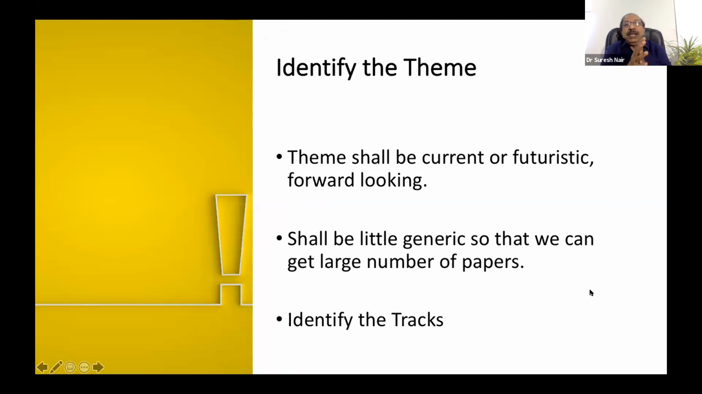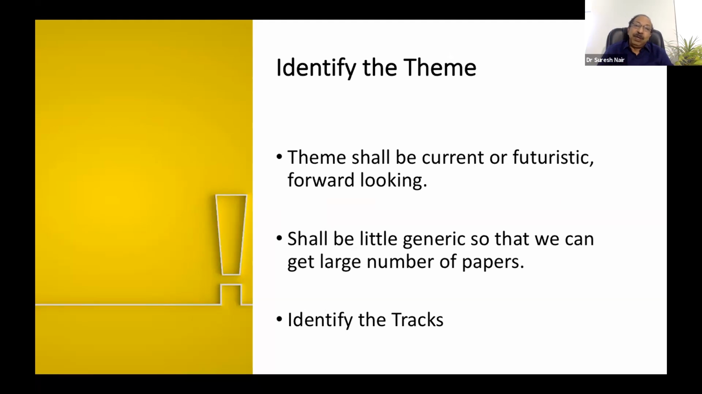And the next one is you need to identify the theme. This is very important. The theme shall be current or futuristic and forward. Do not take some very old theme, because it has to be very interesting to the participants. There are a few flagship conferences which are specific to some areas, for example, communication only. So there are a few conferences which are like that.